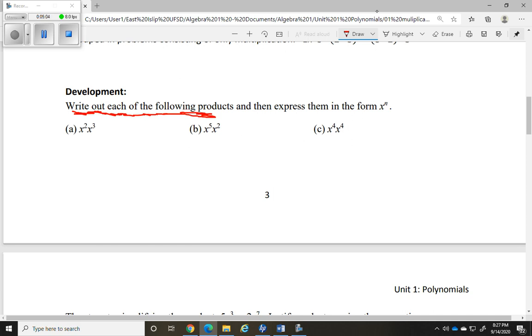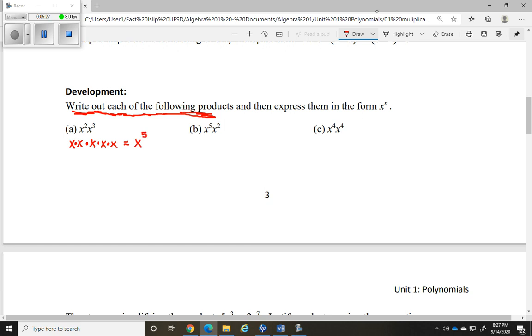They want us to write part A as x times x for the x squared, times x times x times x for the x to the third power. And then once you write out what it all means, it's easier to see that the final answer should be x to the fifth power.